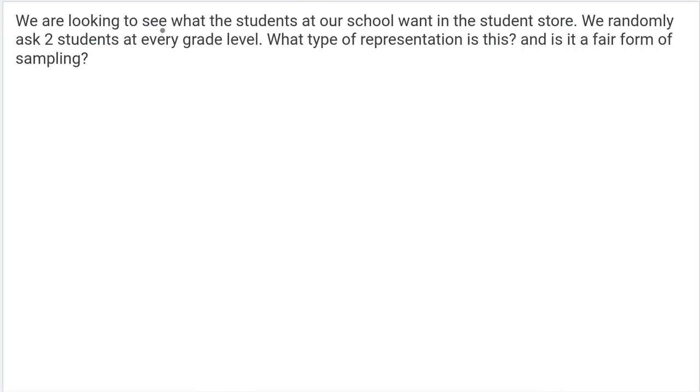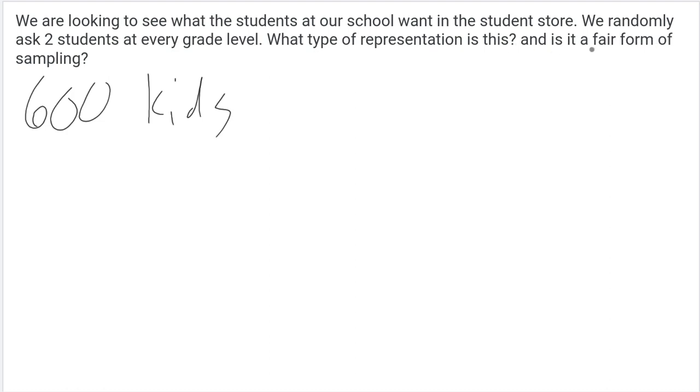So we are looking to see the students at our school, so 600 kids. We randomly ask 2 students at every grade level. What type of representation is this? Is this random? No, because I've created a rule to it. So it's not just the first 2 kids I see, I need 2 first graders, 2 second graders, 2 third graders. So there is representation.